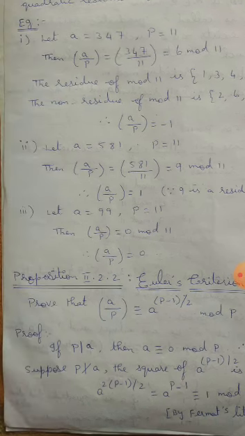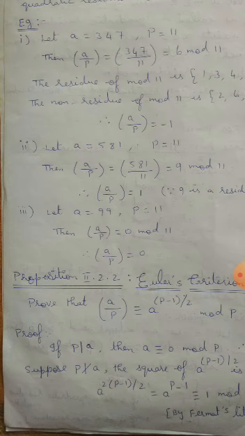So the answer is minus 1. In the second example, a equals 581 and p equals 11. When we divide 581 by 11, we get 9 as the remainder. So 9 is clearly a residue, and you write (a by p) equals 1.